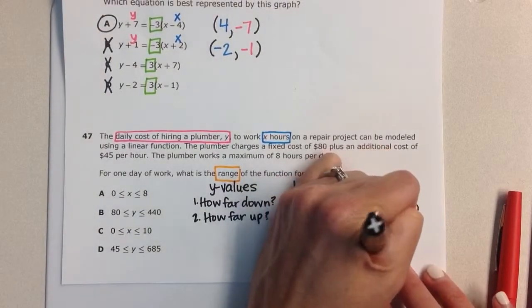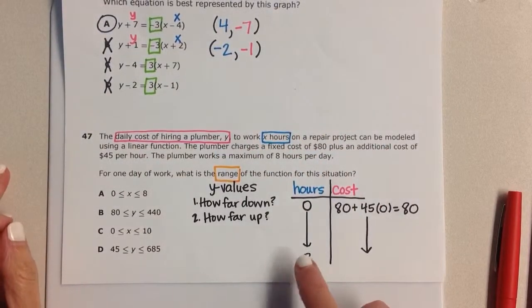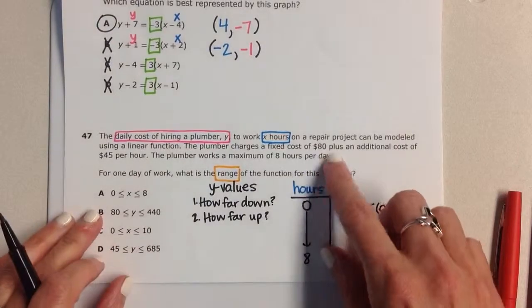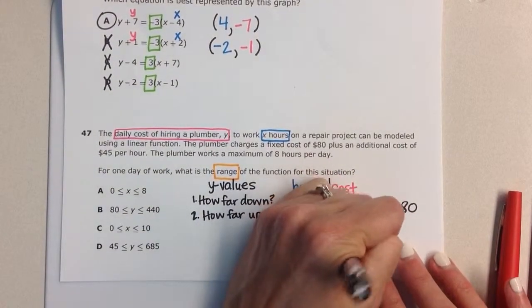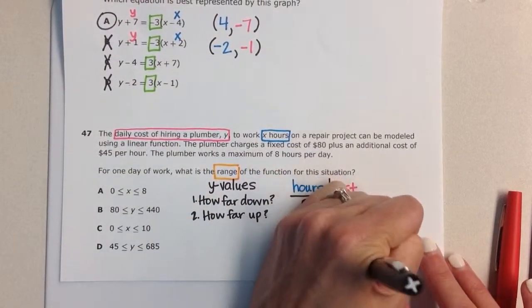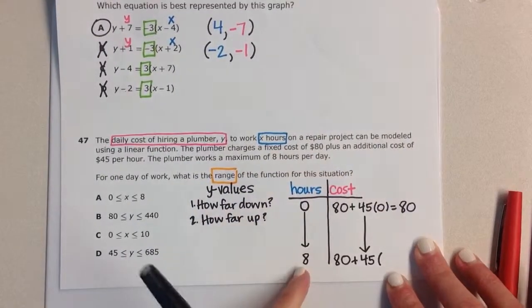And so now I want to figure out his highest cost if he works 8 hours a day. So we're going to take 80 plus, I get paid $45 per hour, and how many hours am I working?